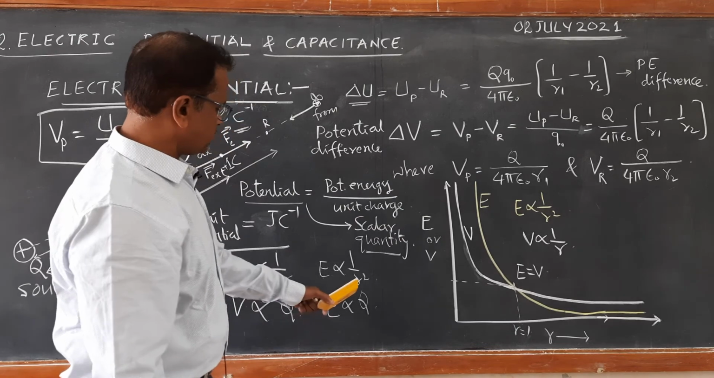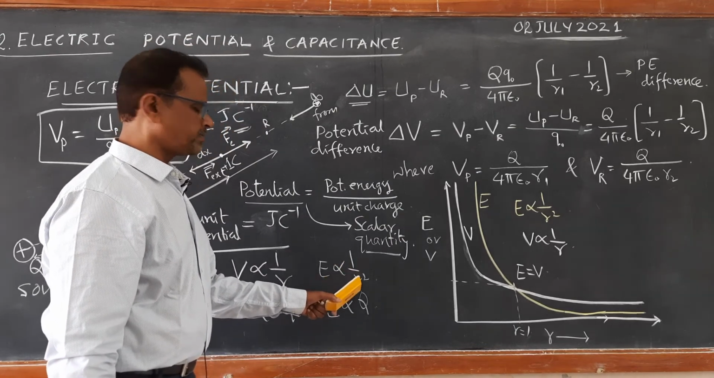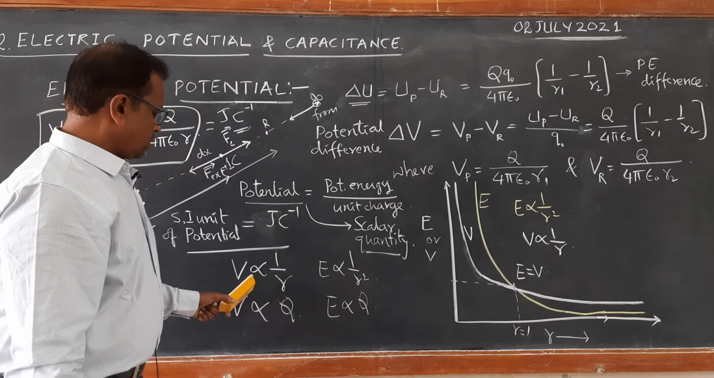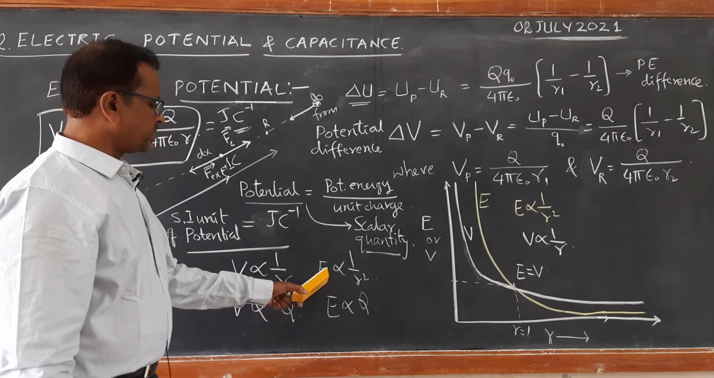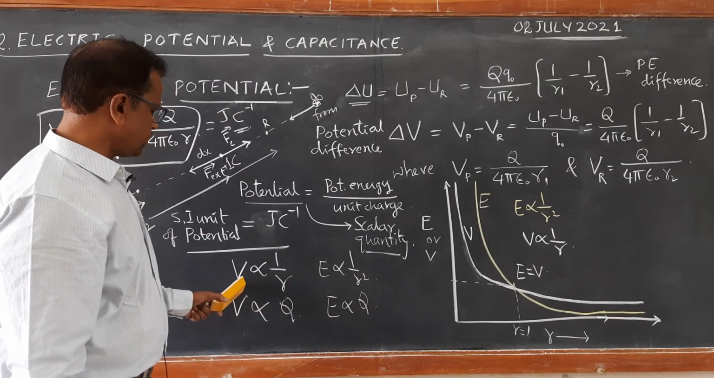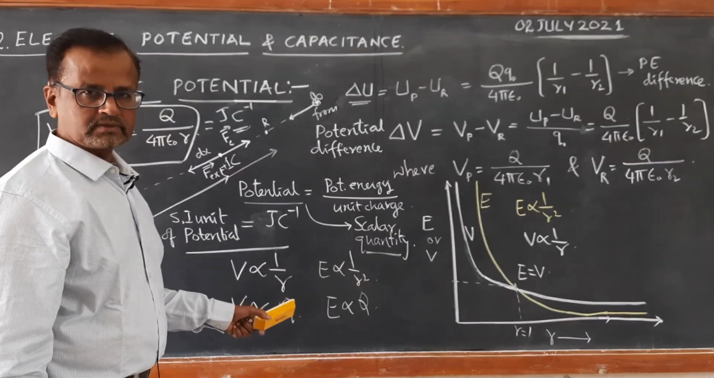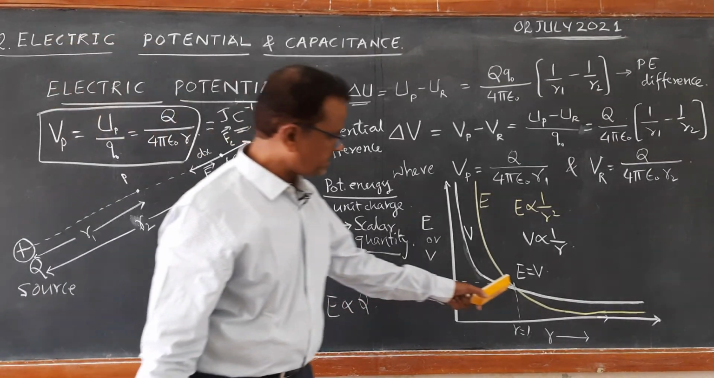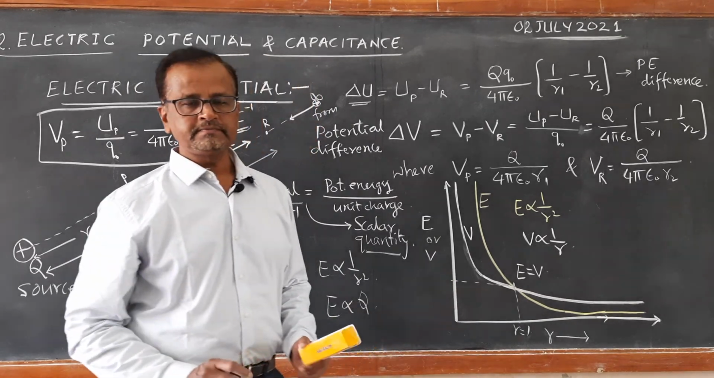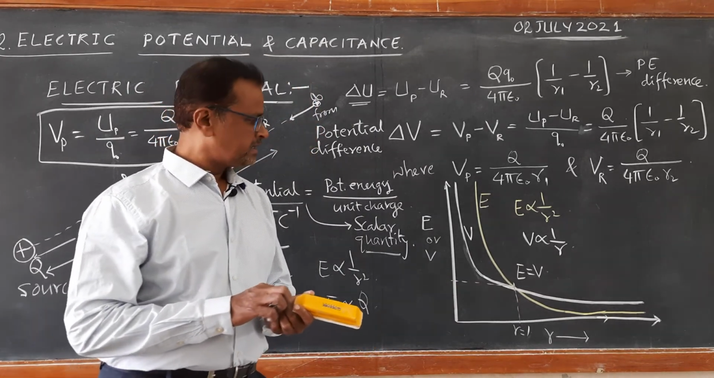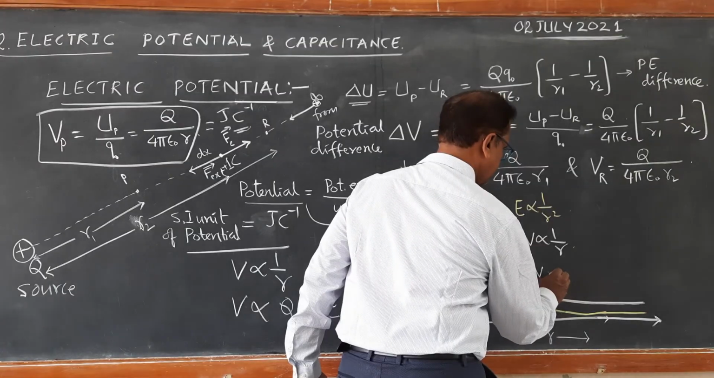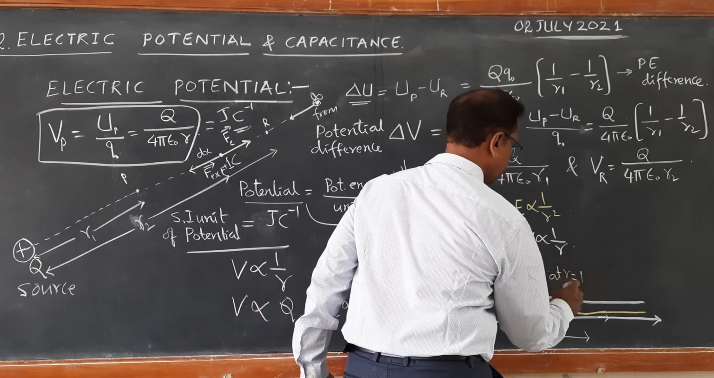When R is equal to 1, E is Q upon R square into 4 pi epsilon naught, so we get E equal to Q upon 4 pi epsilon naught. And when R is equal to 1, V is equal to Q upon 4 pi epsilon naught. Both are equal, so that is happening at this point of coincidence. This is the difference between the electric field and electric potential at R equal to 1.